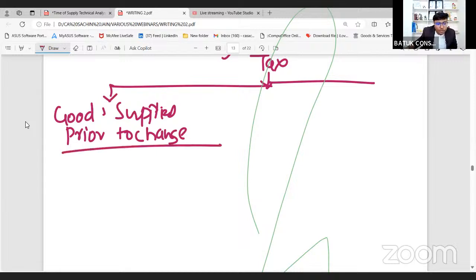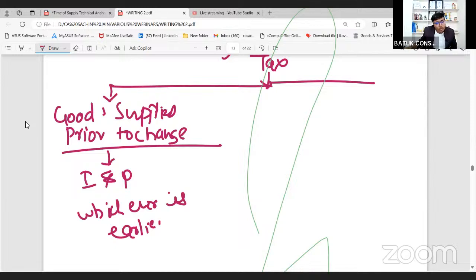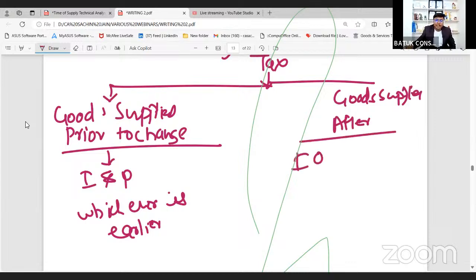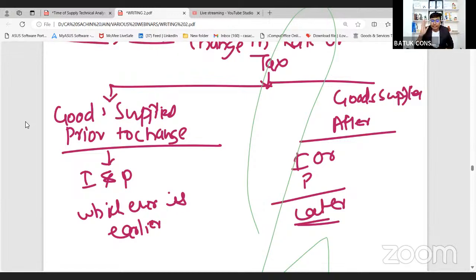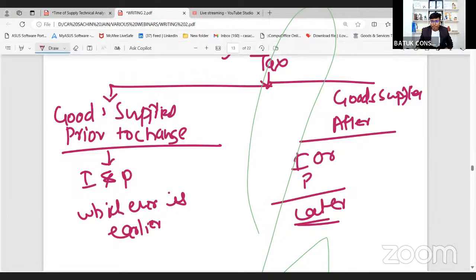Goods supplied prior to the change, in that case the simple formula is I or P, whichever is earlier. When goods are supplied after the change, in that case I or P, whichever is later. That is the specific formula to determine the time of supply. Anyone has any doubt, then please raise the question in the chat box.